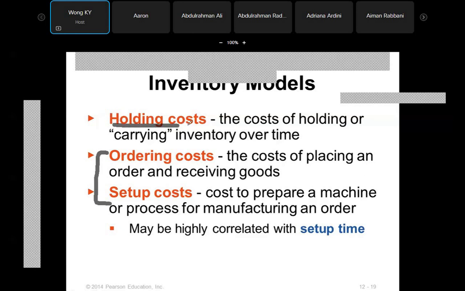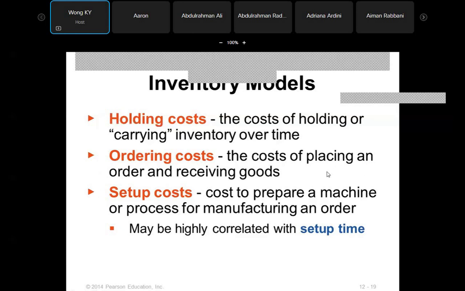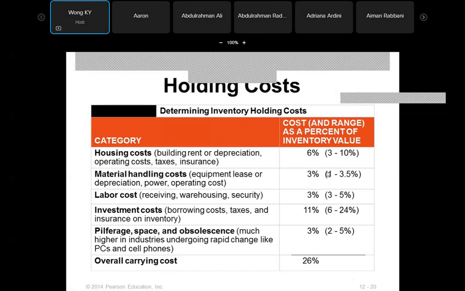Okay, holding costs. The textbook gives some examples of holding costs. For those who do not understand, holding cost actually consists of many elements. To hold or store inventory, a company may incur housing costs, material handling costs, labor costs, investment costs, pilferage, space, and obsolescence costs. Okay, let's talk about the first one, housing costs.